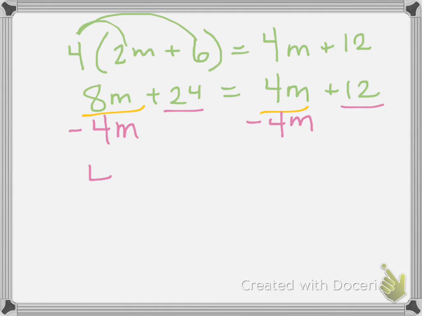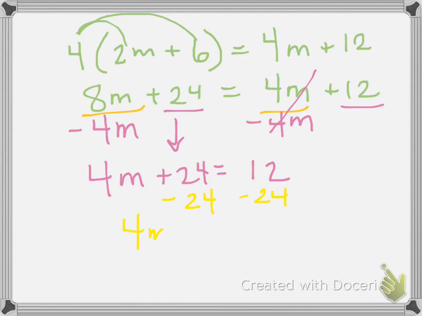8m minus 4m is 4m. I haven't done anything with this 24, so I need to bring it down. And over here, 4m minus 4m is 0, so I'm just going to cross that out and bring down my positive 12. My last step here is going to be to combine my constants. I want to move this 24 across the equal sign, which means I need inverse operations. I'm going to subtract 24 on both sides.